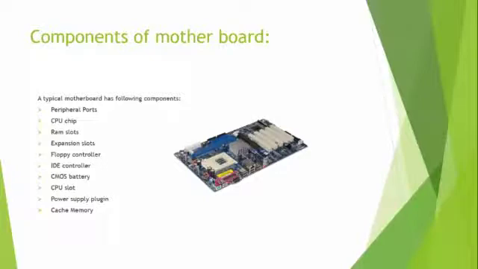Next one is power supply plugins. We know that it provides necessary electrical power to make PC operate. Next one, cache memory. Cache memory is placed between the CPU and main memory. The programs we use most are stored in cache memory.